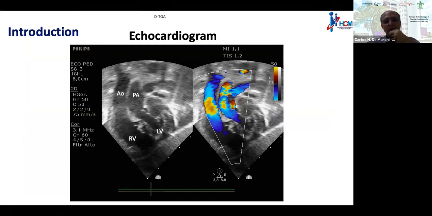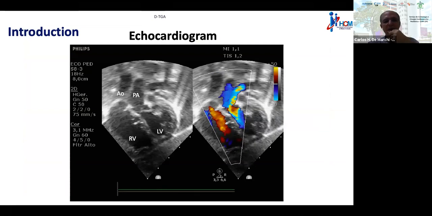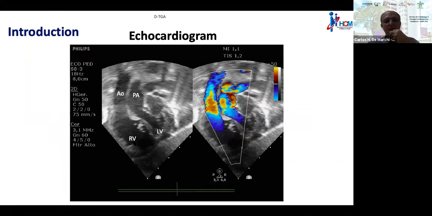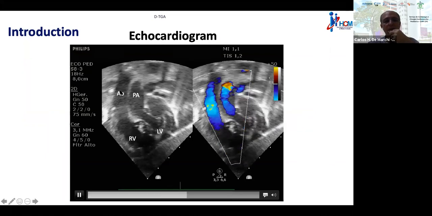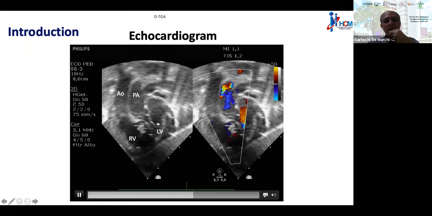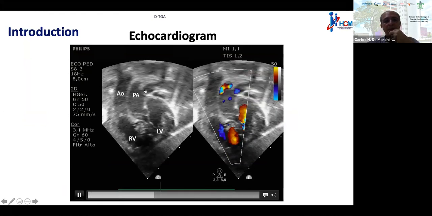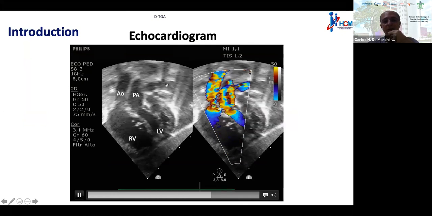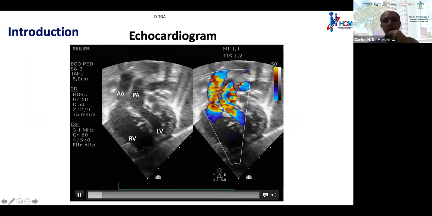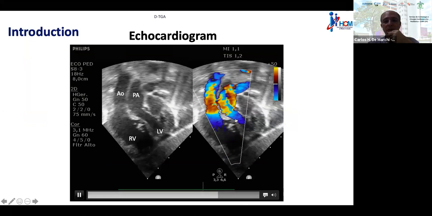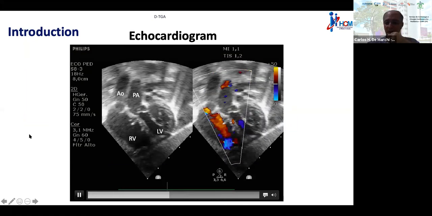And finally, you take the echocardiogram and make the diagnosis. You see in the subcostal view the aorta arising from the right ventricle, and the pulmonary artery arising from the left ventricle. This is the bifurcation. This is the ductus arteriosus. There's a red flow from the ductus. Okay, then the diagnosis is made.